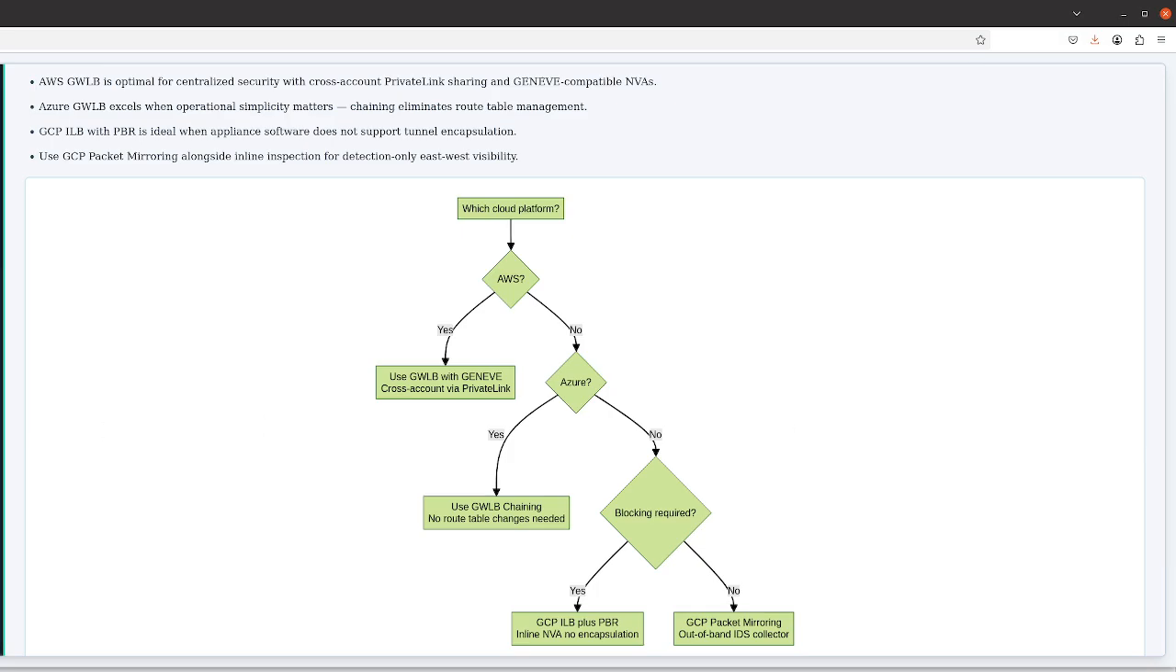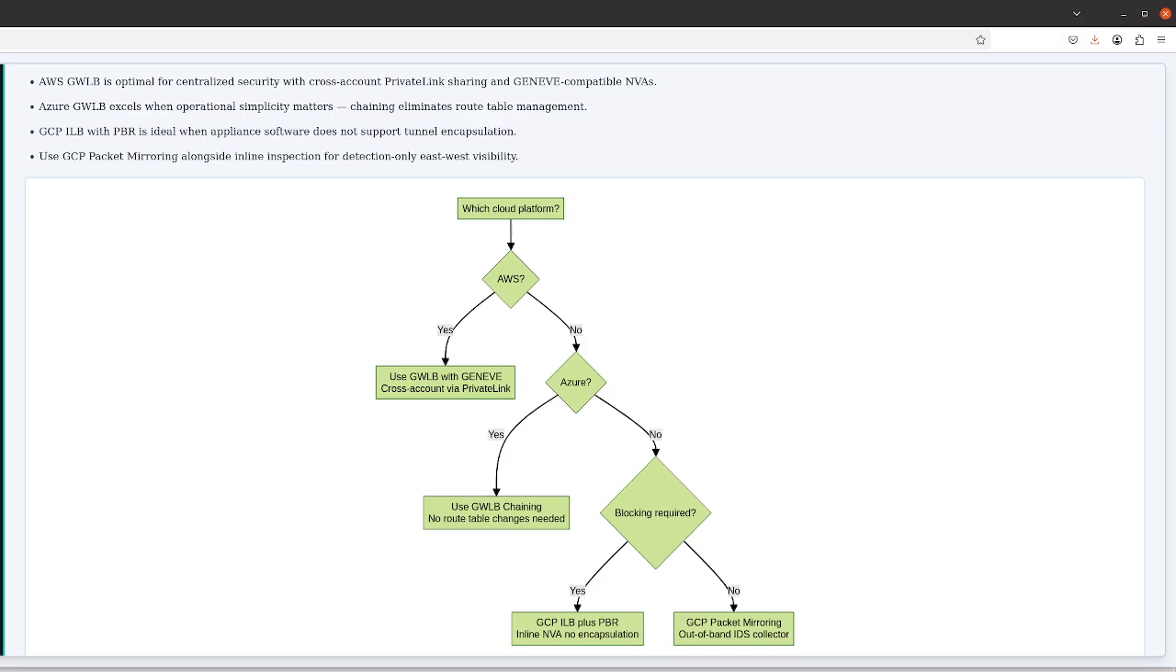If you are on AWS and need inline NVIDIA inspection with cross-account sharing, for example, a centralized security services account that inspects traffic from multiple workload accounts, AWS Gateway Load Balancer with PrivateLink endpoints is the native and recommended architecture. The Geneve encapsulation is well supported by major appliance vendors including Palo Alto Networks, Fortinet, Checkpoint, and Cisco. The main operational requirement is managing user-defined route entries in each application VPC, which is typically automated through CloudFormation or Terraform.